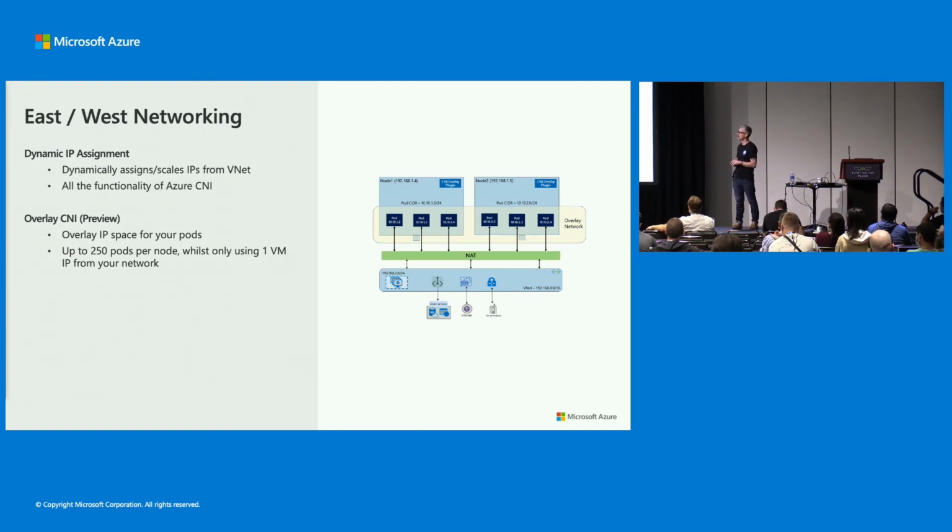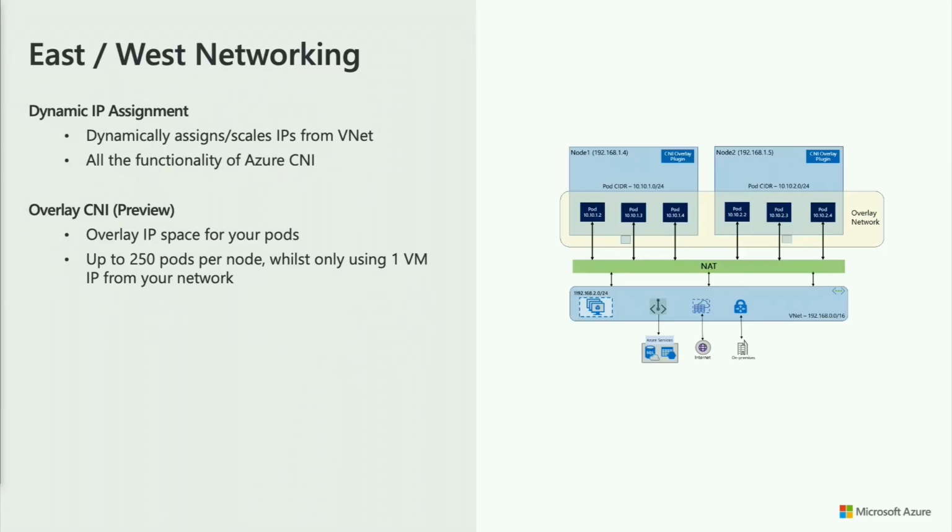So we came up with two features. One is dynamic IP assignment, which basically means that we will only pull an IP address when the pod starts running on that node. So if you have a node with no workloads, it'll pull one IP address. First workload, 2 IP addresses, and so on and so forth. So that dramatically fixes the problem, right?